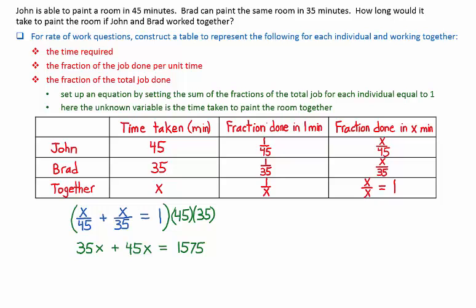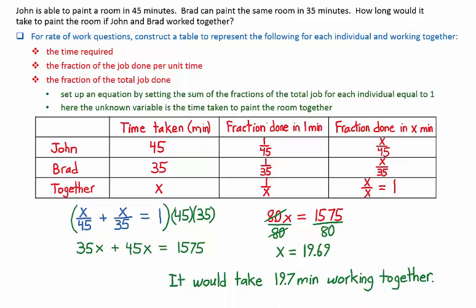On the right side of this equation, 45 times 35 times 1 gives 1,575. Combining the like terms on the left side of the equation gives 80x. Then to solve for x, divide both sides by 80. This gives a result for x of 19.69. Rounded off then to 1 decimal place, we can then say it would take 19.7 minutes working together.